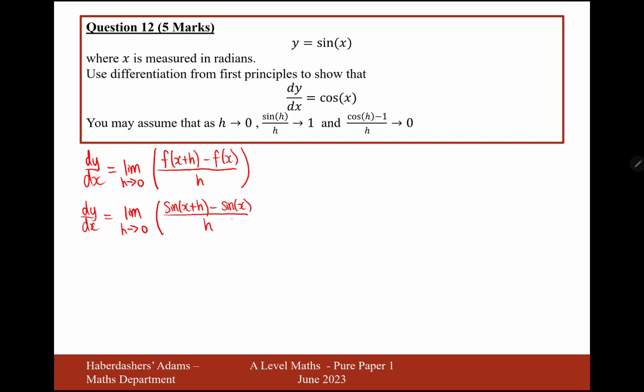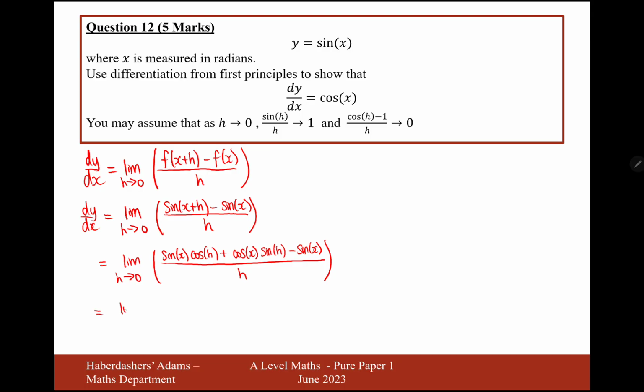all over h. The next thing we're going to do is break apart this sine x plus h by using the angle addition formulae. So that's going to become sine x cos h and cos x sine h minus sine x all over h.